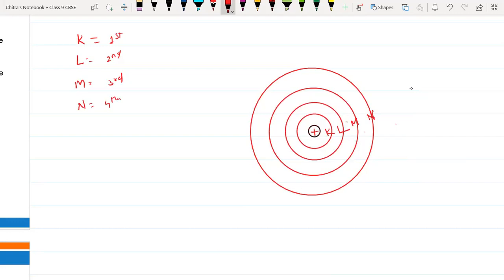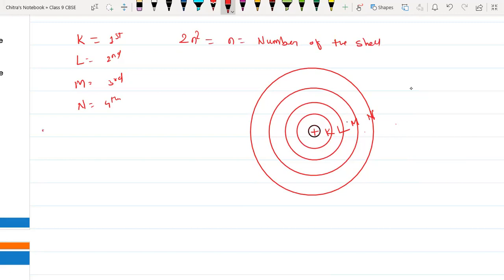Okay. So here we have a formula, it is 2n square. Here n is the number of the shell. So K will be n equals 1, the number of the shell. Now we have to calculate how many electrons are present in the first shell.